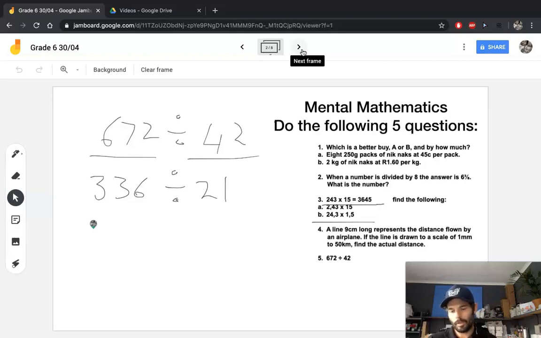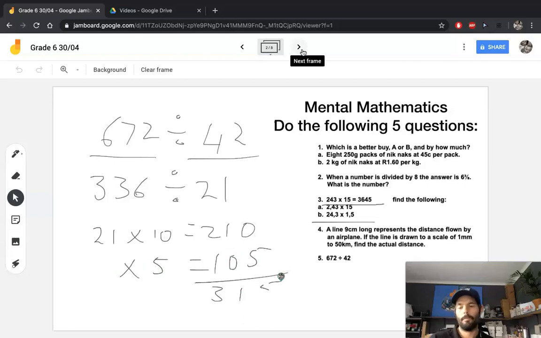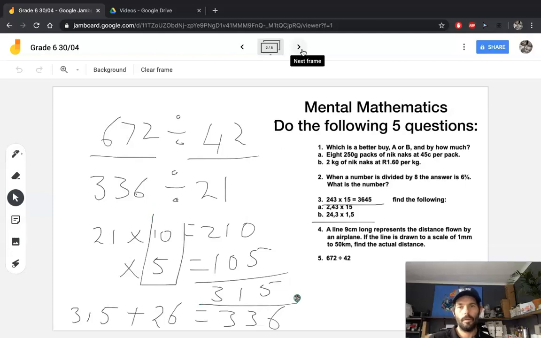I can say 21 times 10 equals 210. Okay, I can recognize that 21 times 20 is going to be too much, because that's going to be 420. So I'll times by 5, that's 105. If I add them, I get 315. Now I can see that from 315, I still need to add one group of 21 to get to 336. And if I have a look, I've got 21 times 15 to get to 315. And I must add that extra group, so that's going to equal 16.